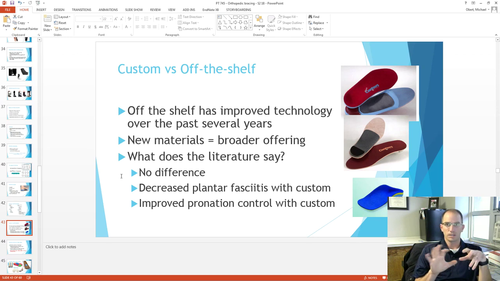If it's something that's kind of a wacky foot, where I feel like I need to do some different posting at a couple different points, that's where I'll recommend the custom. But like I said, that off-the-shelf has improved pretty significantly over the last even 5 years or so. There's some newer materials so that they can give more support to somebody that's bigger, that needs more support, that has more of a pronated foot. According to the literature, there's really not much of a difference.